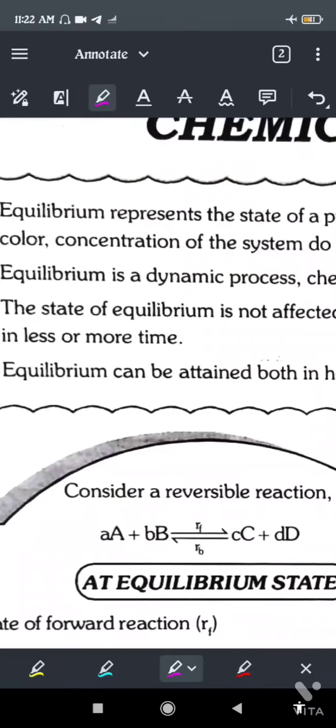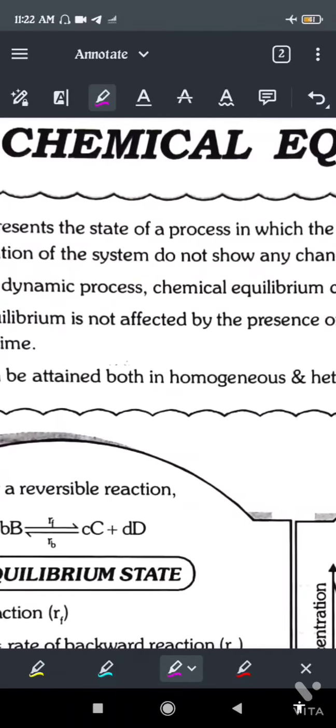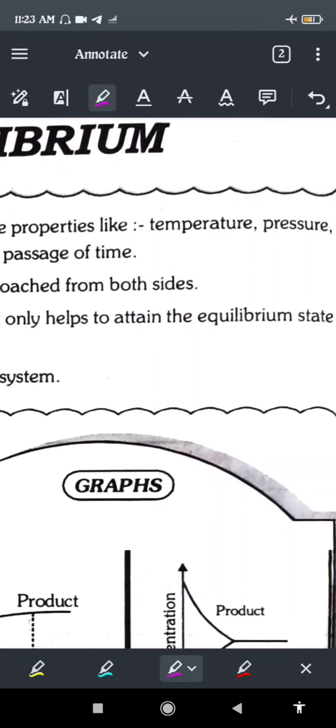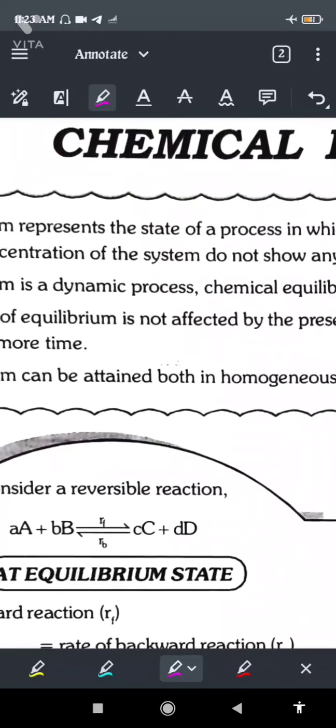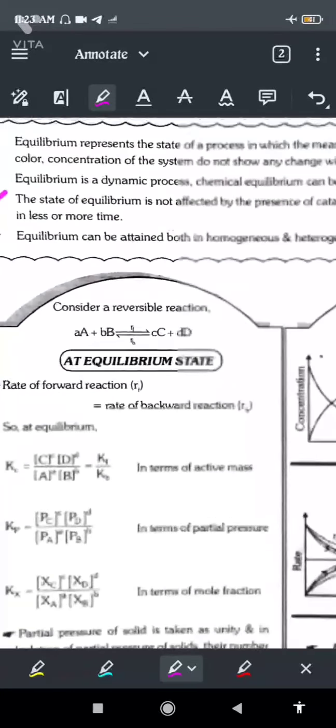The state of equilibrium is not affected by the presence of a catalyst. It only helps to attain the equilibrium state in less or more time. Please note down this point.